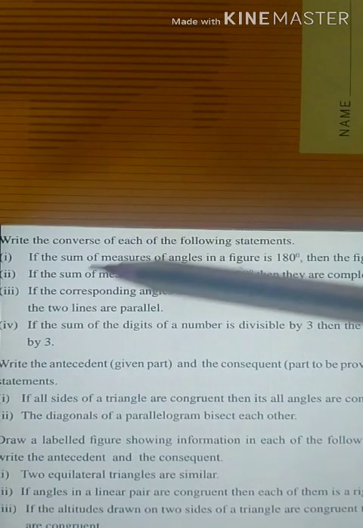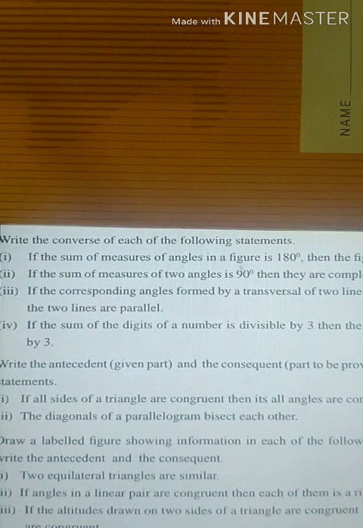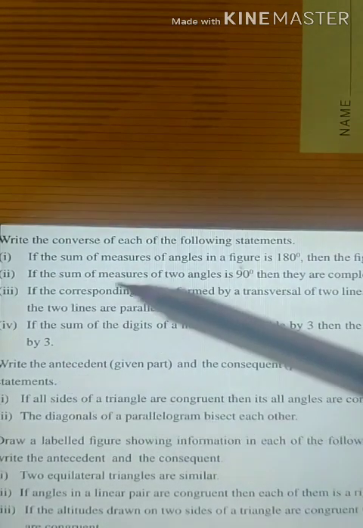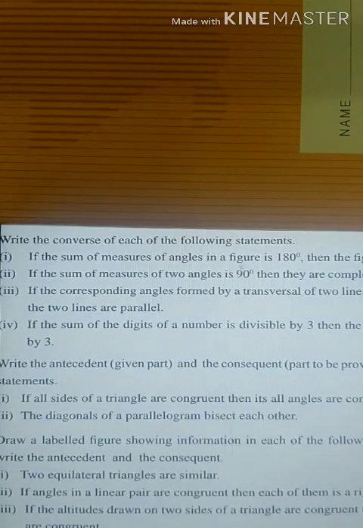Now let us again solve the problem set. Write the converse of each of the following statements. See, here all the statements are given in if and then form. So it is very easy. Then part you write first, if part you write later.